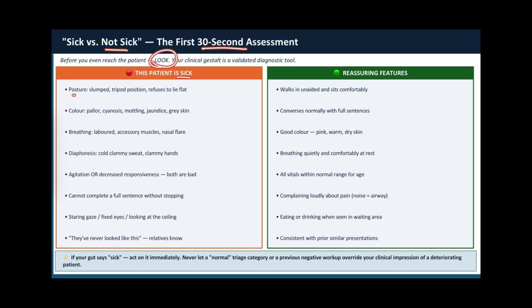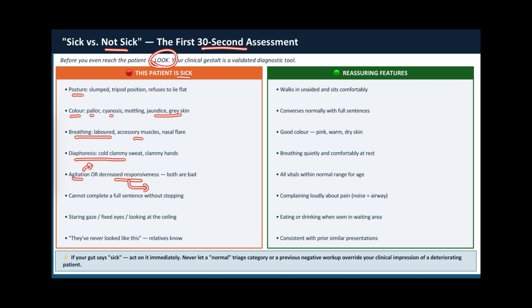Look at the patient's posture. Are they sitting comfortably? And look at the patient's color. Are they pale or cyanosed or jaundiced, or is the skin gray? Is the patient having labored breathing and using accessory muscles? Is the patient sweating heavily? Is the patient normal, or agitated, or is there decreased responsiveness? If the patient is agitated, it would be mostly because of reduced oxygen supply to the brain. If there is decreased responsiveness, there can be a number of problems, but one differential diagnosis we can keep in mind is CO2 narcosis.